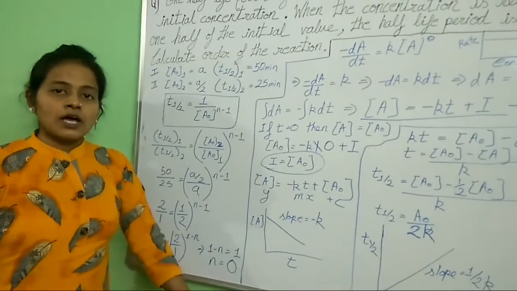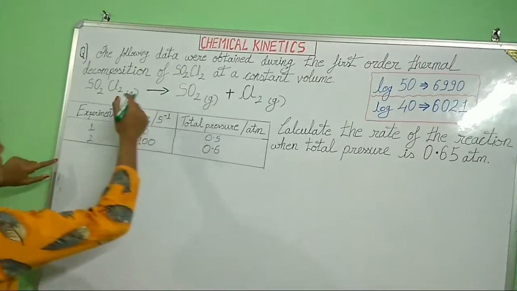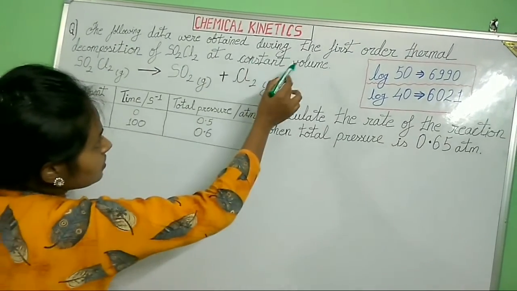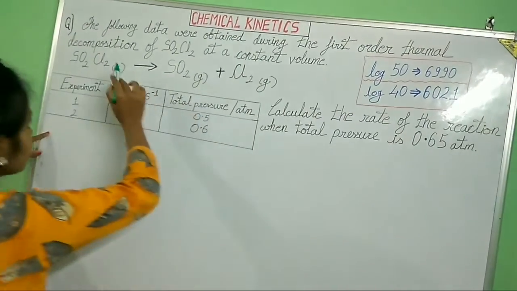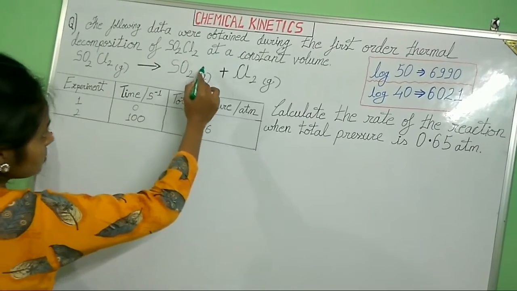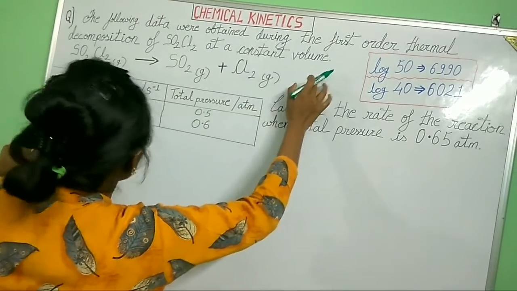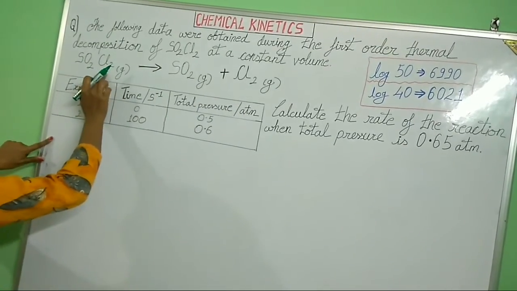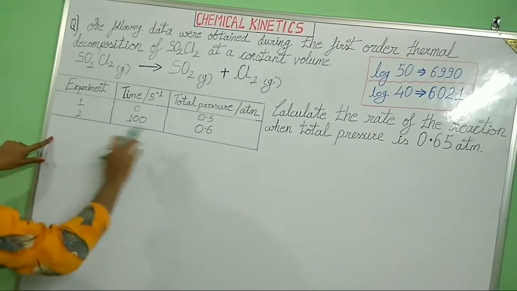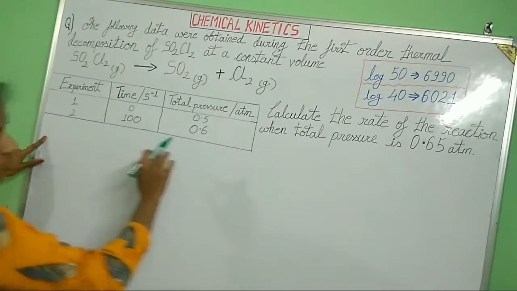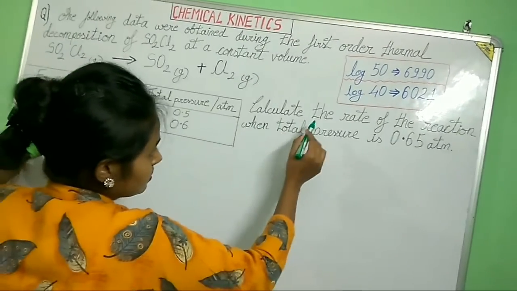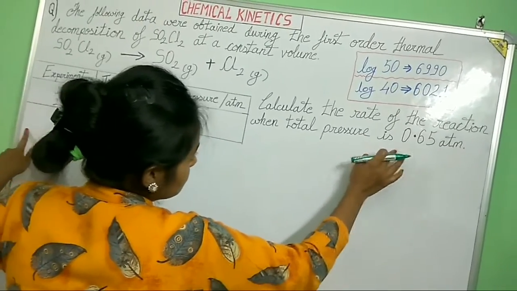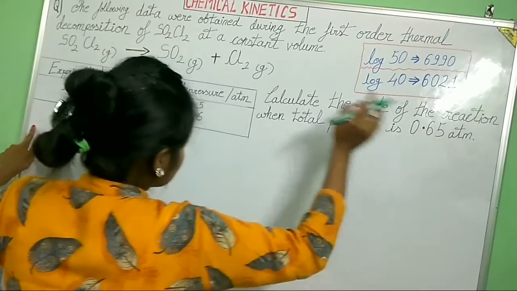Look once more and now let's see the next question, which says the following data were obtained during the first order thermal decomposition of SO2Cl2 at a constant volume. So this is the reaction given, this is the decomposition of SO2Cl2 gas, and this is the data given. So what we have to calculate? Calculate the rate of the reaction when the total pressure is 0.65 atmosphere.